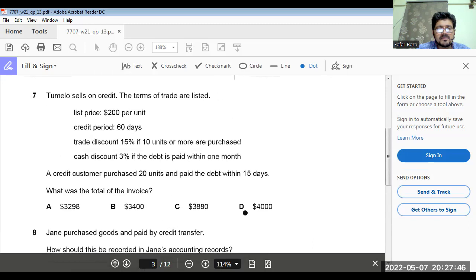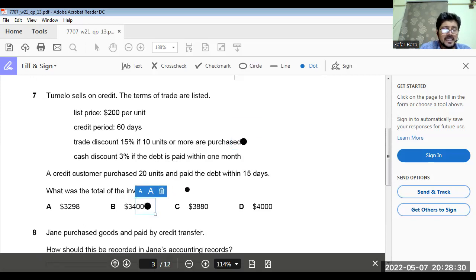Okay. Now, Samelo buys on credit. The terms of credit are listed. List price $200, multiplied by 20 units he purchased. Credit period is 60 days and 15% trade discount is given if the purchase is more than 10 units. So in this case, Samelo is entitled to receive the trade discount. So 4,000 multiplied by 85%. That is 3,400 will be the amount of the invoice.